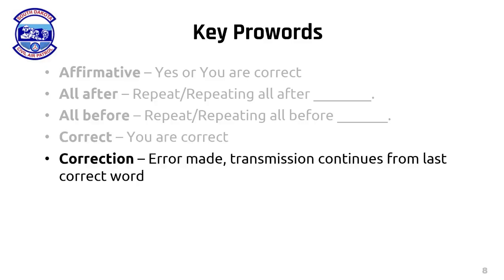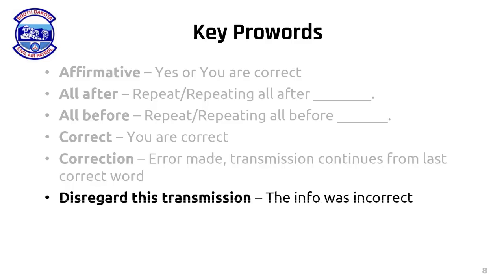If you use the word correction, you're saying that an error has been made and you're going to repeat from the last correct word. You're going to omit the incorrect information, go back to where you were correct, and then proceed again from there. Similarly to that, disregard this transmission. That means the information I just gave you was incorrect, so ignore it.